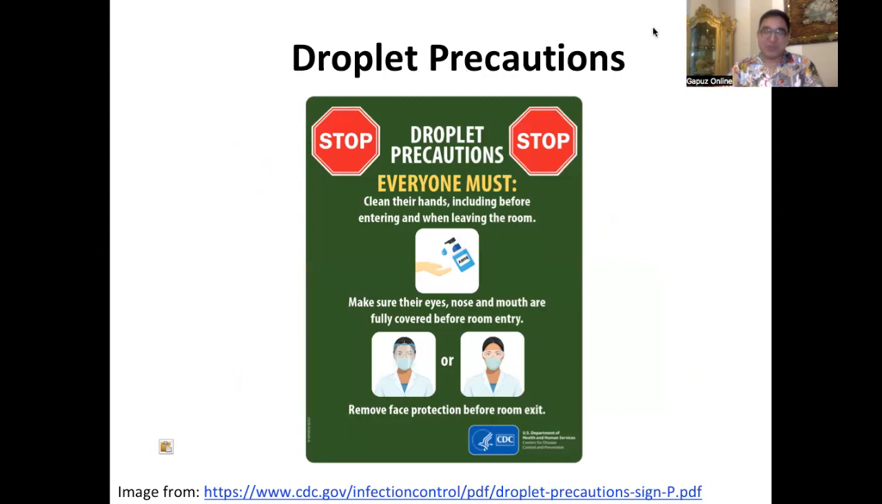Next, droplet precautions. This is very important for us to remember, especially if the patient has influenza or when a patient has pneumonia. And remember, BIP. So it is indicated for bacterial meningitis, influenza, and pneumonia.